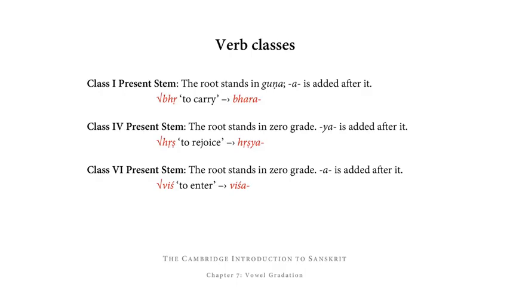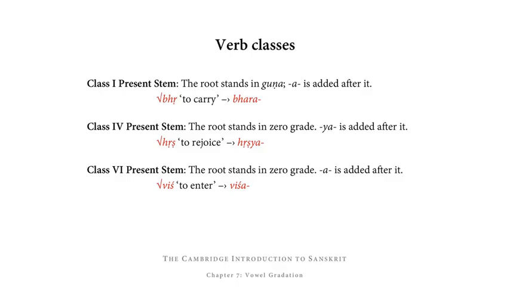So in order to form a class 1 present stem, we need to take the root, put it into guna, and add an a after it. So bhr, to carry, has the zero grade vowel r. We put that into guna, which gives us ar, and we add an a to it, and so the present tense stem of this class 1 verb is bhara.